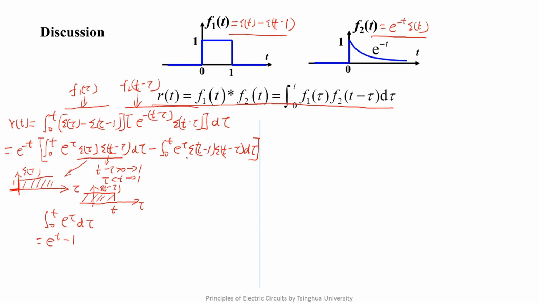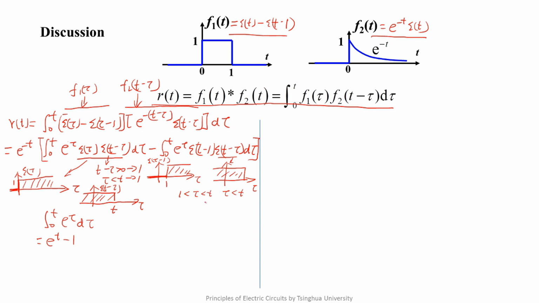Let's focus on the second item. What's ε(τ minus 1)? This is its graph. Its definition domain is τ greater than 1. ε(t minus τ) has been discussed above. It has value when τ is less than t. By combining them together, we know the integral has value when τ is greater than 1 and less than t.